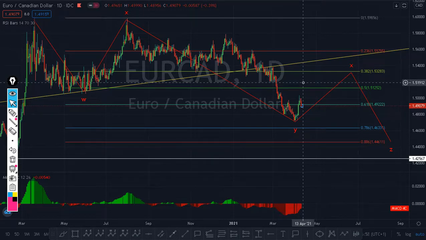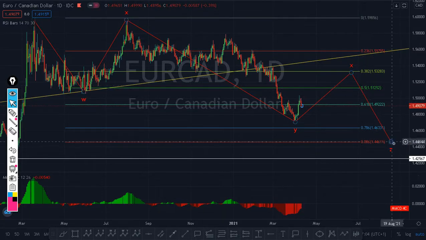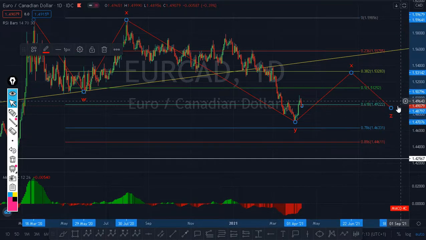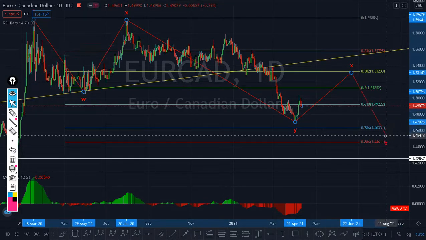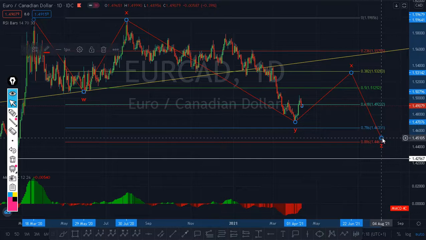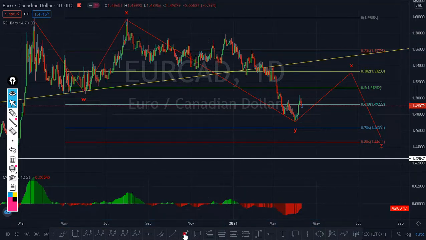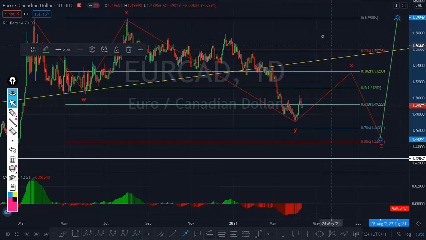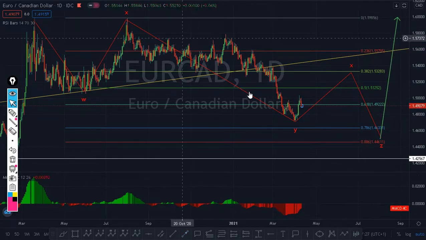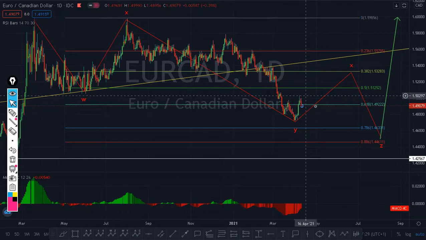I am of the opinion that we continue to go up, at least to give us X leg before the Z leg. The Z might terminate in this line before we get a sharp move up. Oh, sorry. The Z might come down here before we get something like this. So this is the daily chart. I'm looking for it to continue going up.